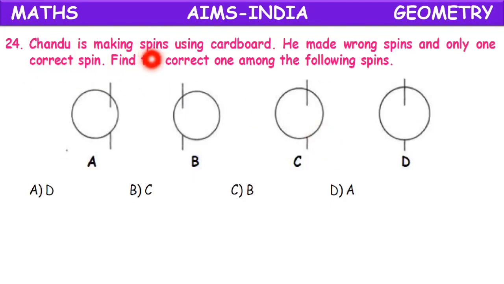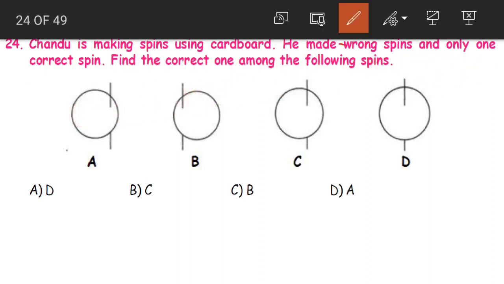Question 24. Chandu is making spins using cardboard. He made 3 wrong spins and only one correct spin. Find the correct one among the following spins. What is a spin? Spin is something which will move, like this.